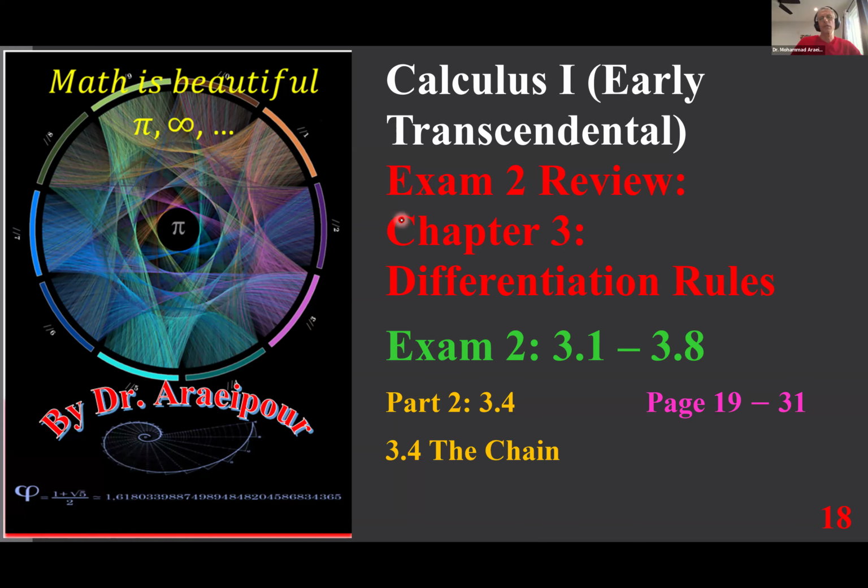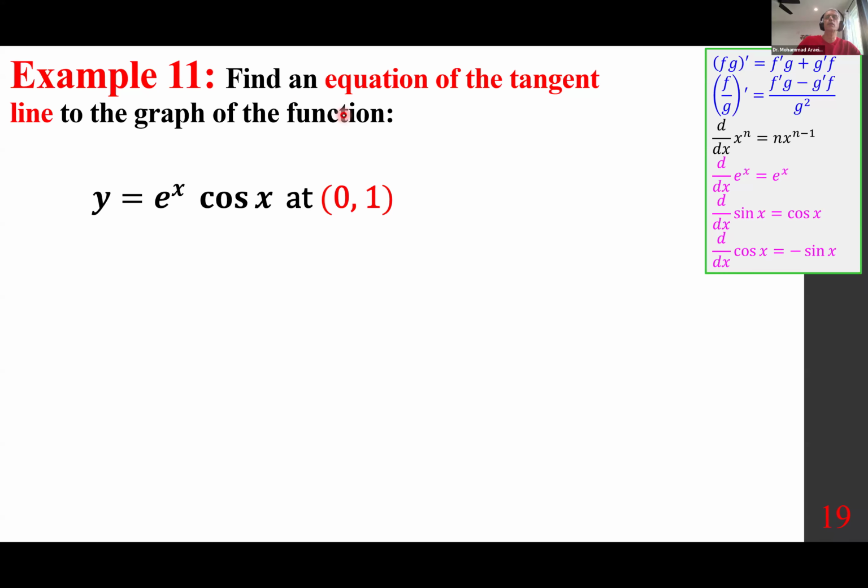Good afternoon, class. We are looking at exam 2 review, chapter 3, differentiation rules, covering from 3.1 to 3.8. And here's the chain rule. So first, reminding you of something we've done in essence. Find an equation of a tangent line to the graph of the function y equals e to the power of x times cosine x at (0, 1).